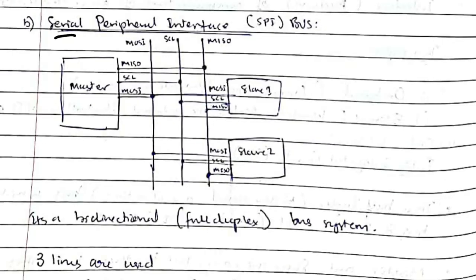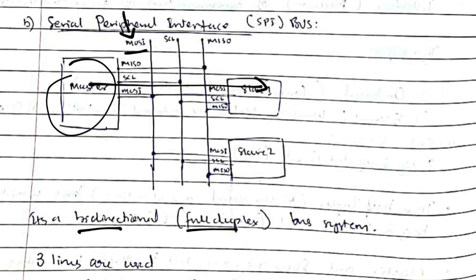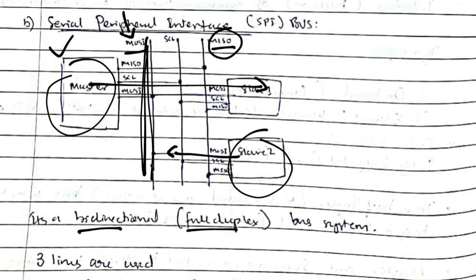The second one is serial peripheral interface. It's the same as the previous one, but in this case we'll have three lines, due to which it becomes bidirectional and full duplex. Okay, MOSI means master out slave in. Master out slave in means from master to slave. If the data is to be sent, it will be using this bus. And the second one is MISO, master in slave out. So slave will send some data which the master will take.